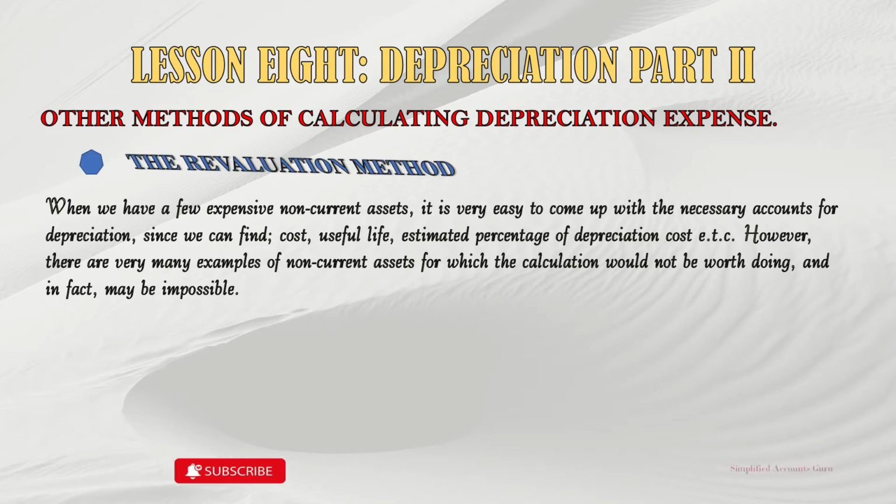Now, under revaluation method, what we are saying is that when we have a few expensive non-current assets, it becomes very easy for us to come up with the necessary accounts for depreciation, since we can find the cost, useful life, estimated percentage of depreciation cost, etc. However, it becomes very difficult when we are talking about non-current assets which are of low cost. If you want to dig deep into finding the cost, the useful life, estimated percentage of depreciation for each and every item, it becomes tiresome, and it wastes a lot of time.